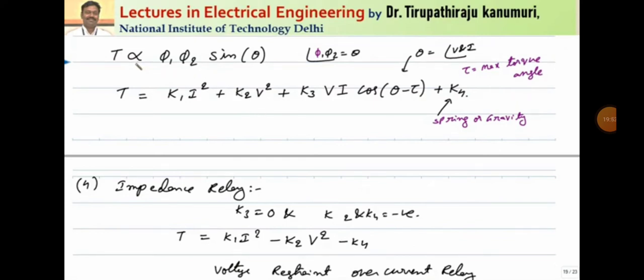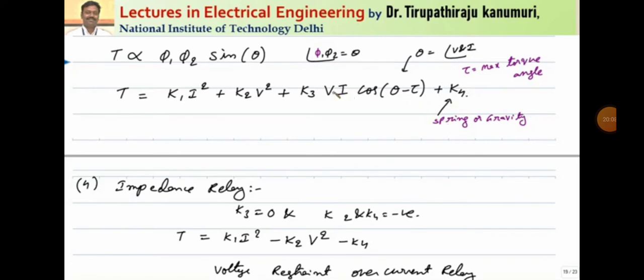Now the torque equation. We know that the universal torque equation can be written as K1 I square plus K2 V square plus K3 into V into I into cos(theta minus tau) plus K4. This K4 accounts for the spring or gravity.